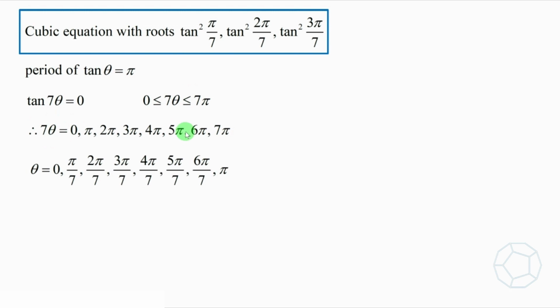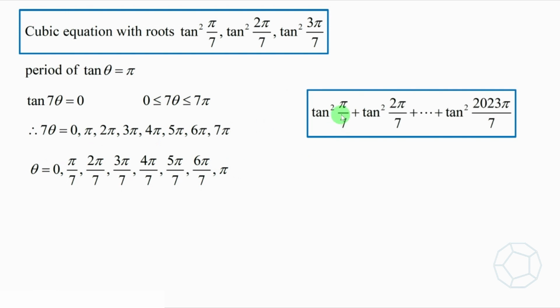Divide both sides by 7, we get theta is equal to 0, pi over 7, 2 pi over 7, up to 6 pi over 7, and pi. As the original series starts from pi over 7, so we'll get rid of theta is equal to 0.